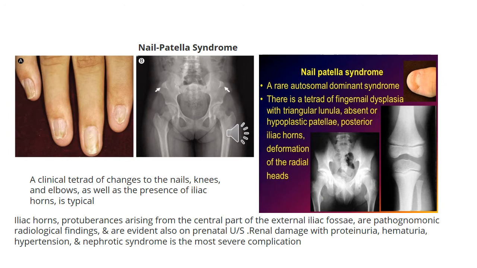Also there may be renal damage with proteinuria, hematuria, and hypertension. Sometimes in severe cases, nephrotic syndrome. So all these are involved. The patella is hypoplastic or absent patella.